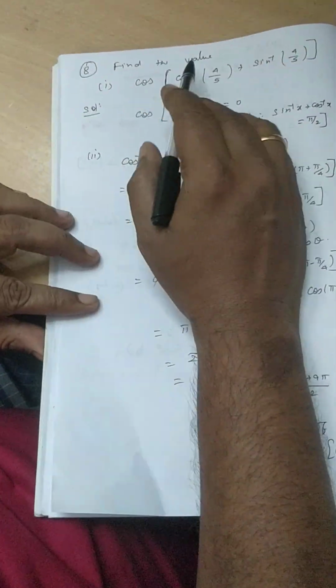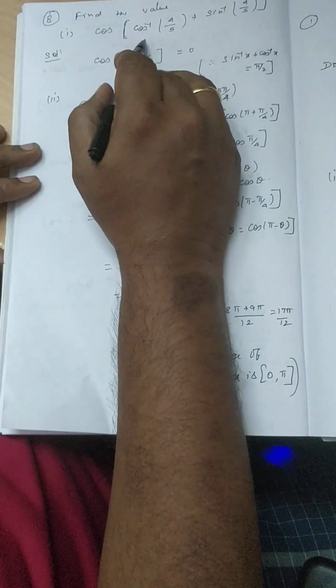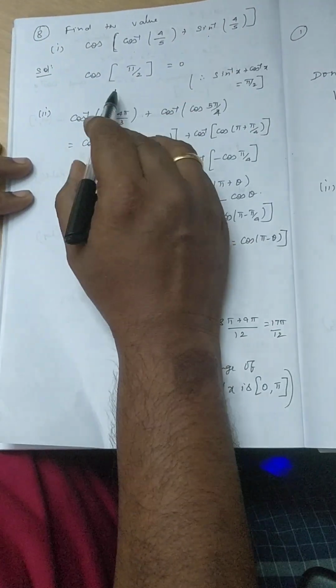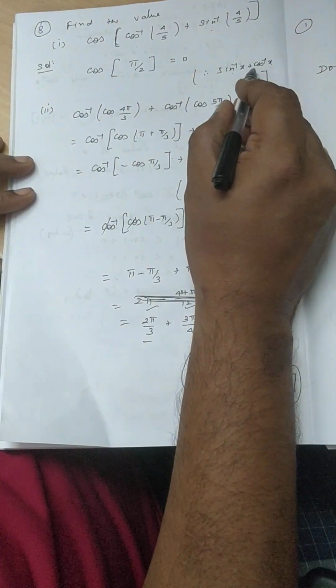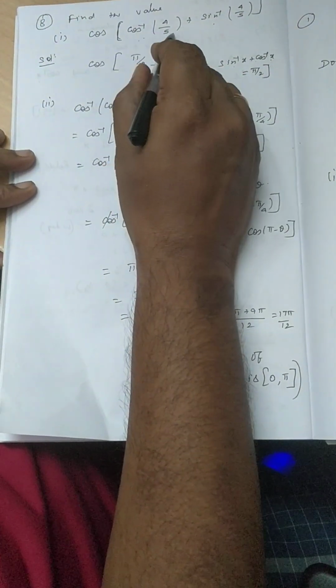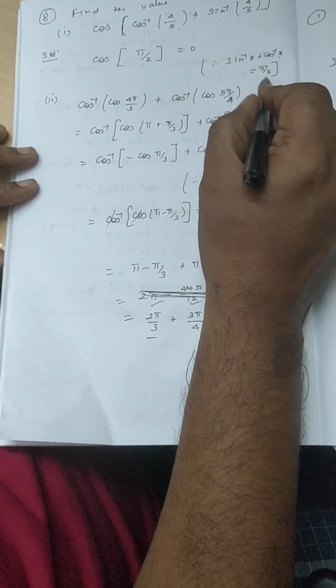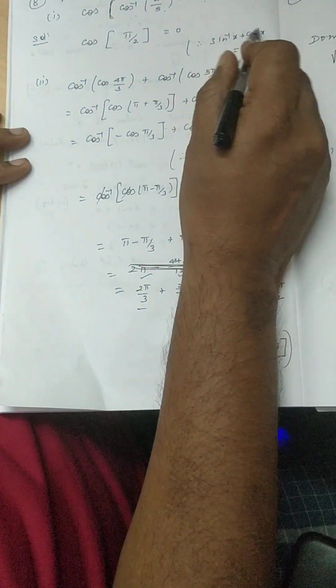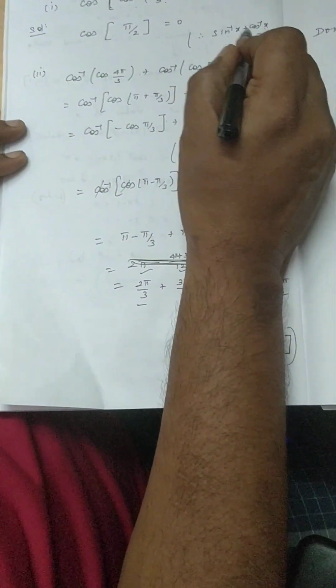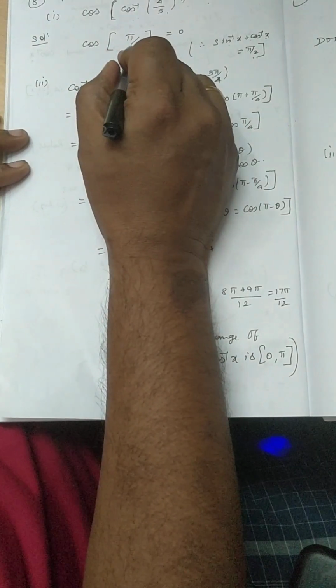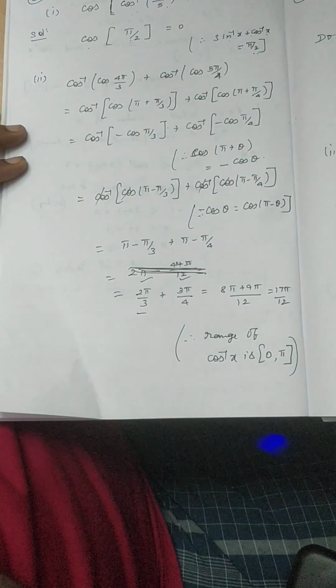Then the 8th sum: find the value of cos of sin inverse. We know that sin inverse of x plus cos inverse of x equals pi by 2, which is one property. Therefore, cos of pi by 2, cos 90, is 0.